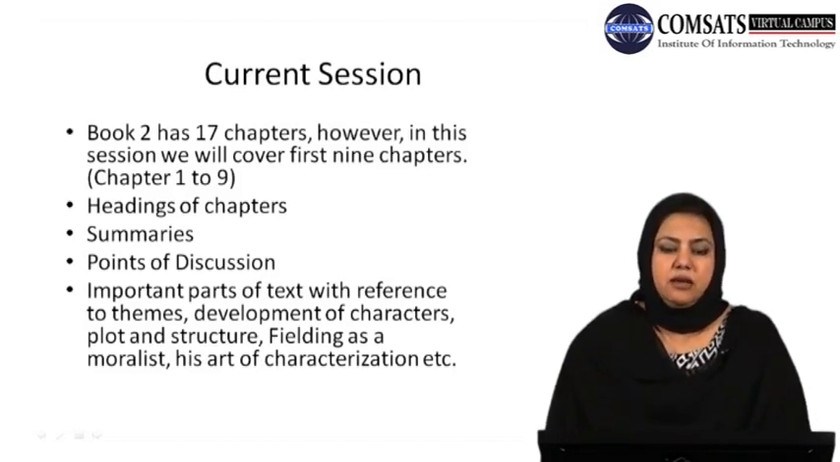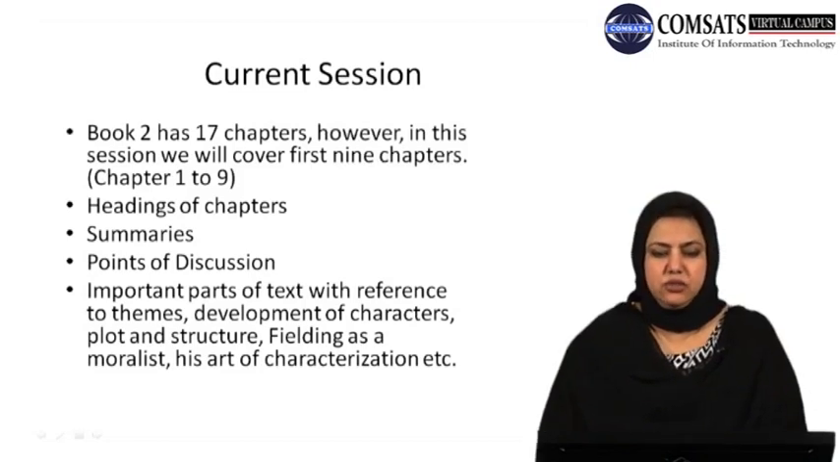Again, I would read some important parts of the text, and with reference to the themes, development of characters, plot and structure, as well as Fielding's role as a writer, that is his work as a moralist, and his art of characterization would be discussed with reference to certain examples from the text that I would share with you through the session.